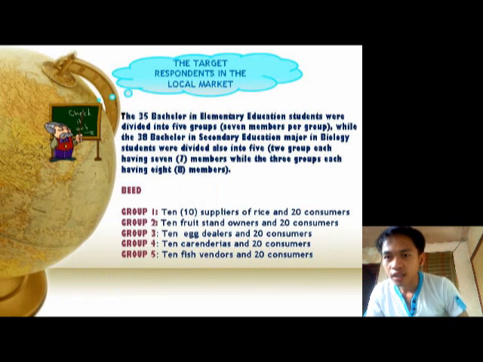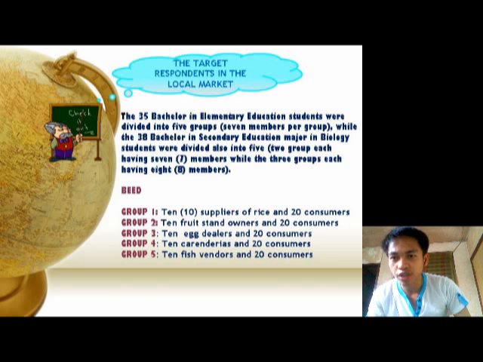The target respondents in the local market. The 35 bachelor of elementary education students were divided into 5 groups, 7 members per group, while the 38 bachelor of secondary education major in biology students were divided also into 5 groups, 2 groups each having 7 members, while the 3 groups each having 8 members.